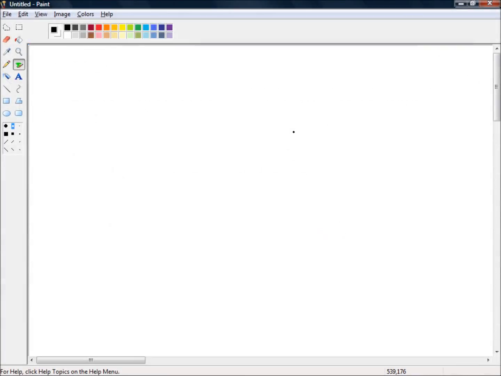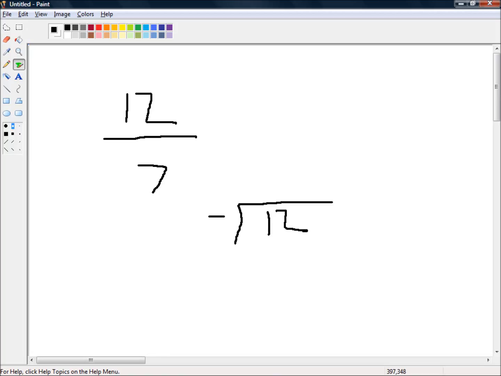Okay, well, so much for the theory. Let's try putting that into practice. Let's pick a random top-heavy fraction or improper fraction, and let's say something like 12/7. And we want to convert that to a mixed number. So all we do is divide the 12 by the 7. So we've got our 12, and we're dividing by 7.